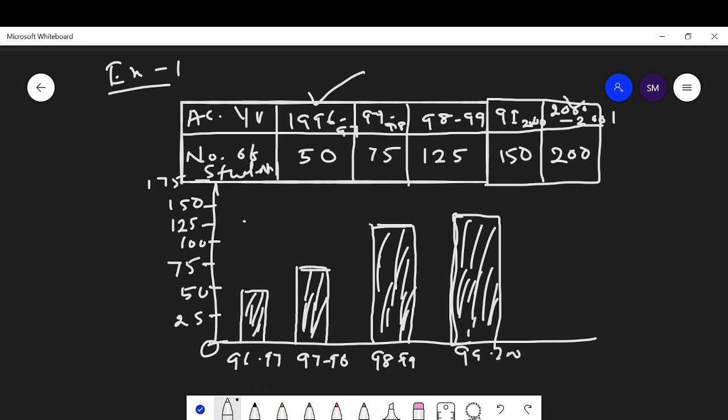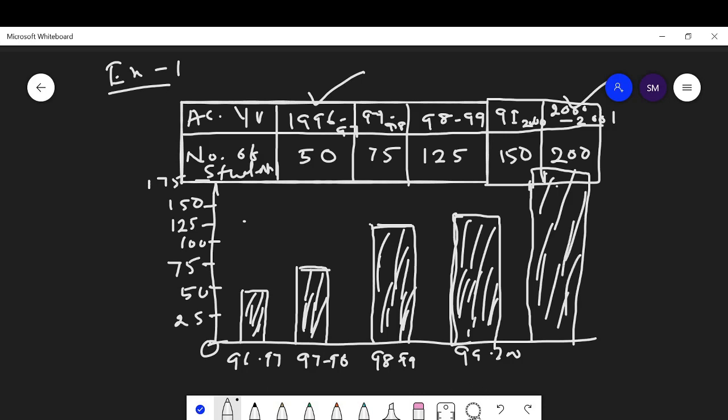In this way, 2000 to 2001, this shows 200, this shows 200, and this will be like this, above this. This bar graph shows this. Always keep in mind, show the vertical representations and keep the uniform difference so that the bar graph looks better. Okay.